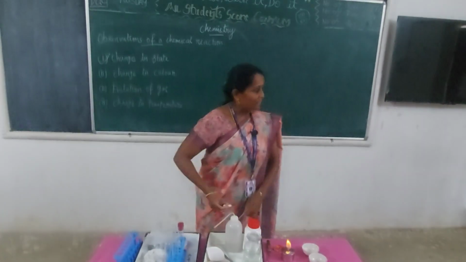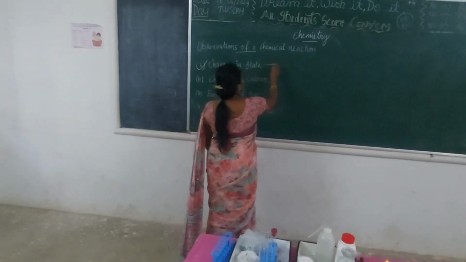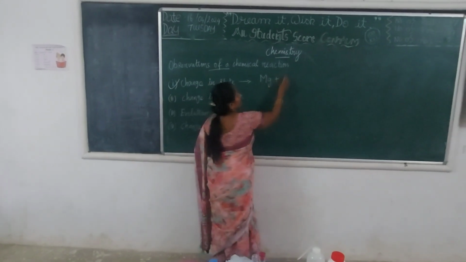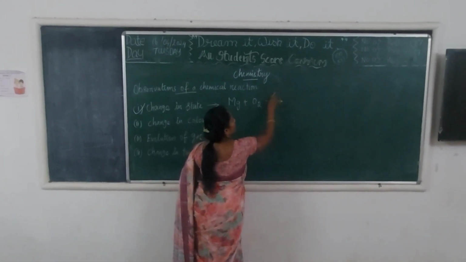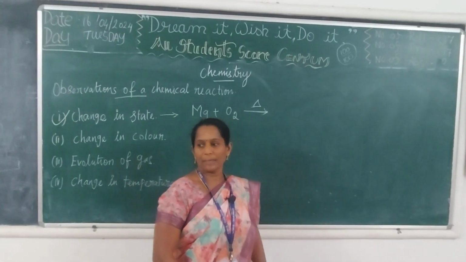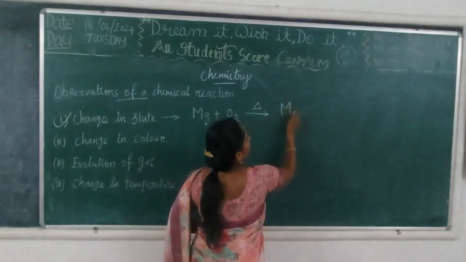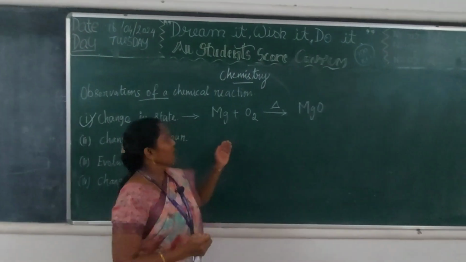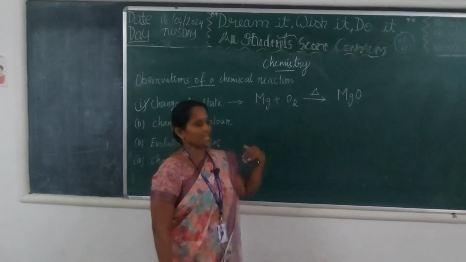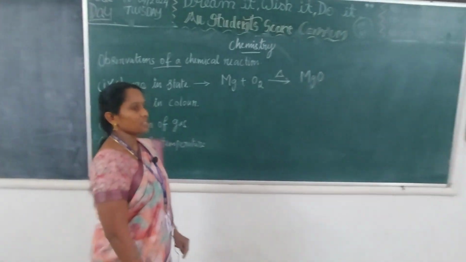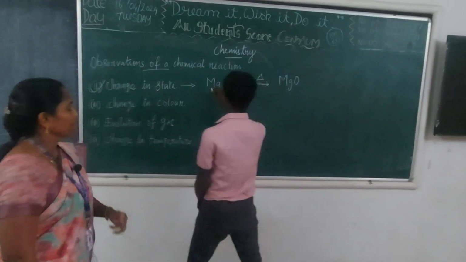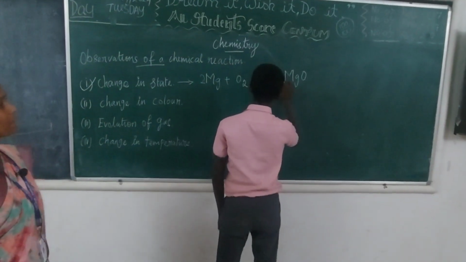The equation for this chemical reaction is, what is the symbol for magnesium? Magnesium reacts with oxygen. It forms magnesium oxide. What is the formula for magnesium oxide? MgO. Always we have to write the equation in the balanced form. We have to balance this equation. Manu, come on, balance this equation. Good.